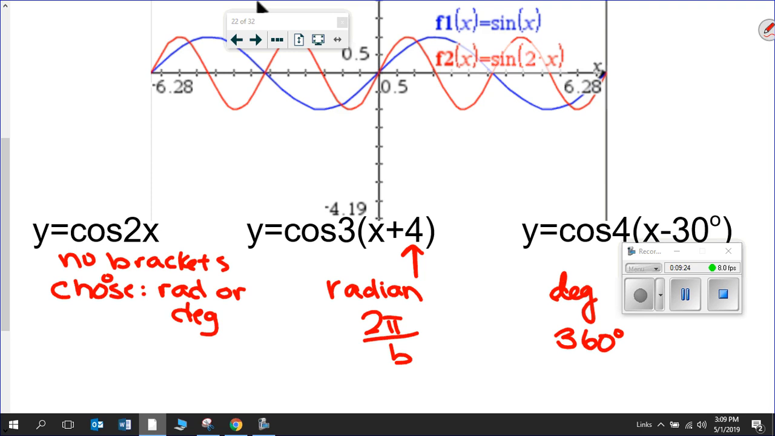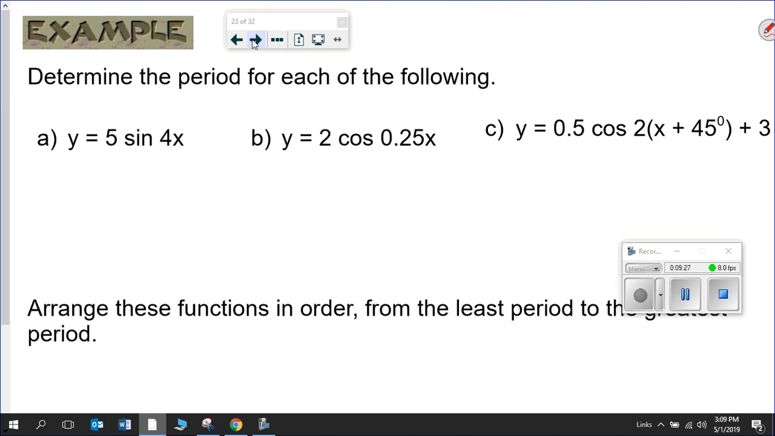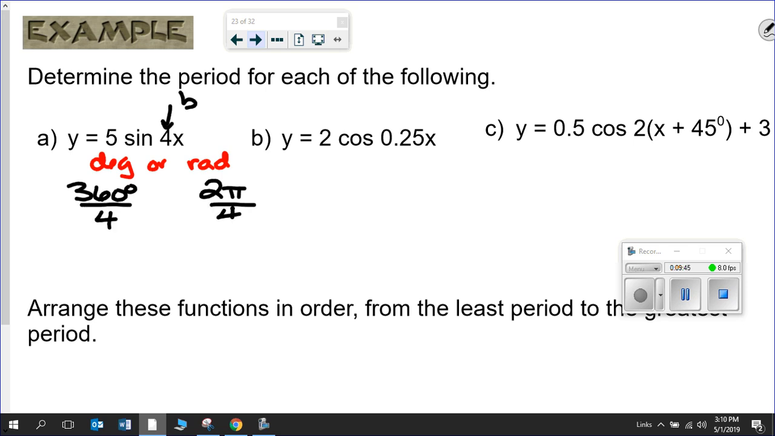So let's do a couple examples to determine the period of each. So the first one, there's no brackets. You decide degree or radian. I will show you both, and you can decide which one you like better. So degree is 360, radian is 2 pi. My b value is 4. So 360 divided by 4 is a 90-degree period. 2 pi divided by 4, well, 2 and 4 both reduce. 2 divided by 2 is 1, 4 divided by 2 is 2. I get 1 pi over 2, whichever one you like better.